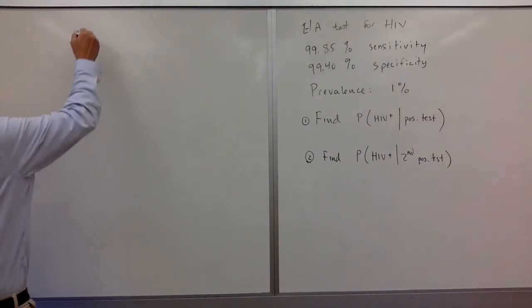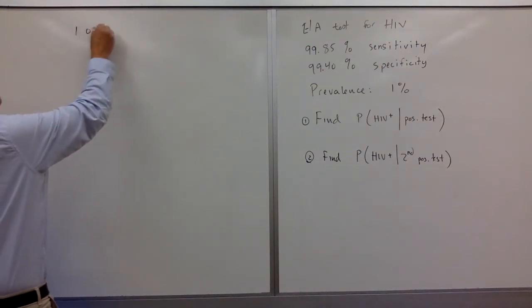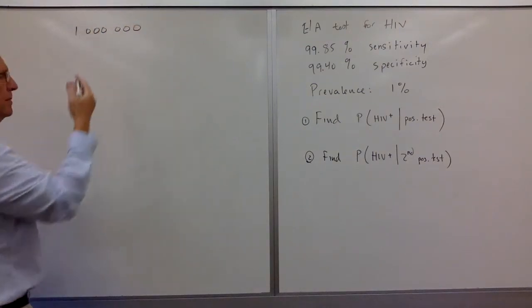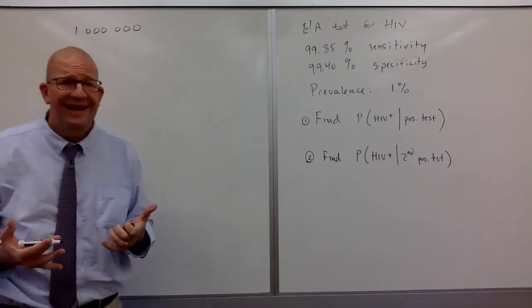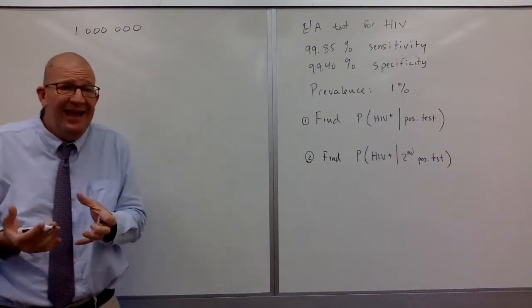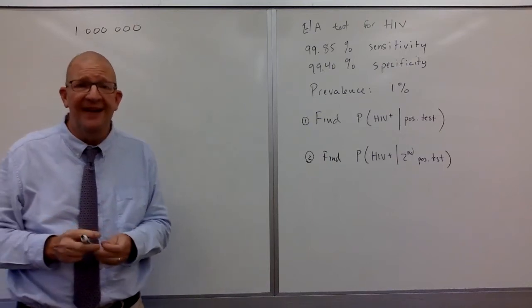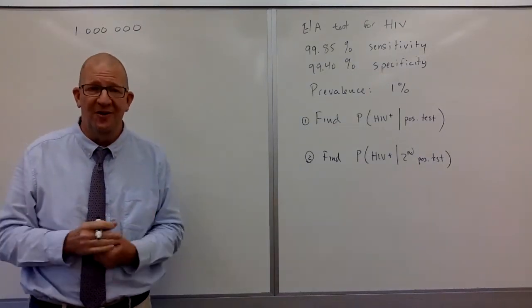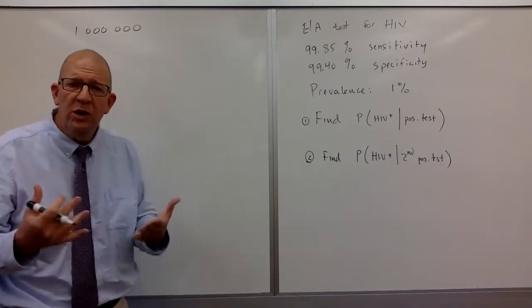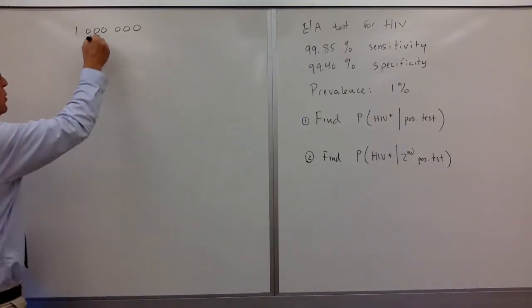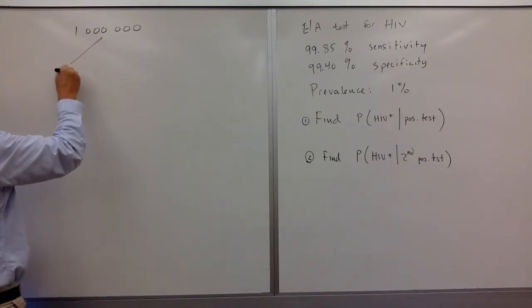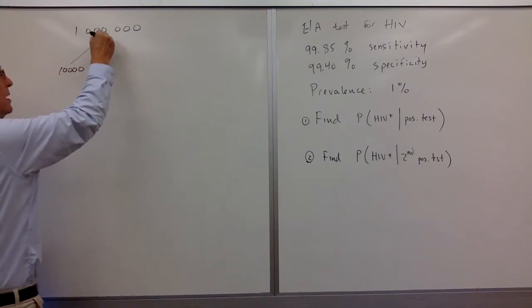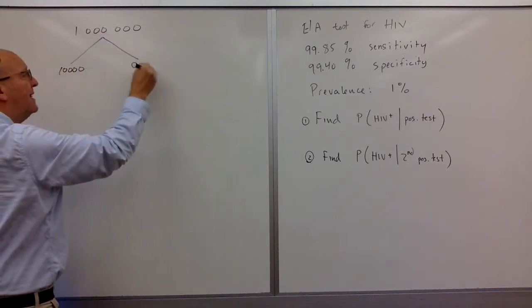Let's start with 1 million people. Now I'm choosing 1 million because I think I am going to end up dealing with a fractional person, but not until the very end. So you want to choose a big enough number so you don't have to deal with fractional people. Well, what do we know? We know that 10,000 people are HIV positive. We know that 990,000 are not.